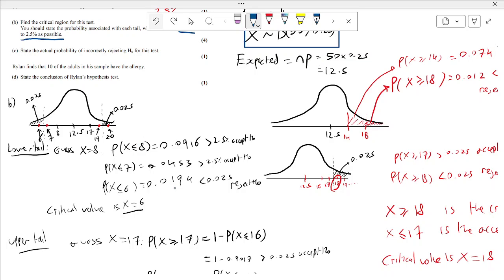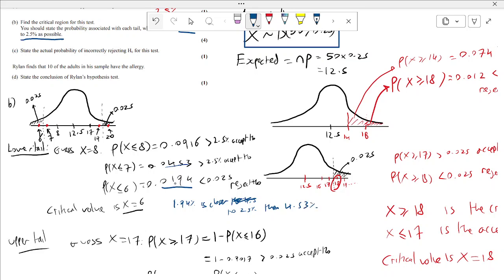So in this case, the probability of less than or equal to 6 was 1.94%. And 1.94%, that is closer to this one, which is 4.53%. So it's closer to what we wanted, which was 2.5%, than 4.53%.